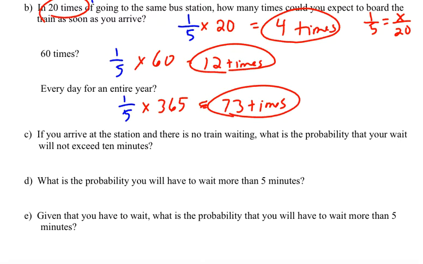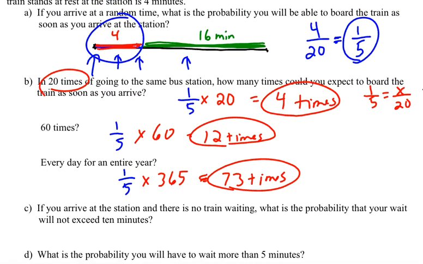No train waiting. So let's go back to my scenario here. Which part represented the train not being there? Kevin, yeah, you're right. It's the 16 part. The green right here was the no train waiting. What's the probability that your wait will not exceed 10 minutes? Okay, so let's go back right here. If I came right here and the train had just left, how long am I waiting until a train gets there? Yeah, Michael, you got it. If we remember, there was really a train that came right here at the end. So if I get there right here, I'm waiting 16 minutes. Is that exceeding 10? Yes, 16 is more than 10.